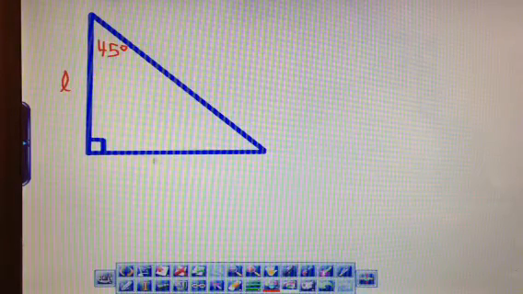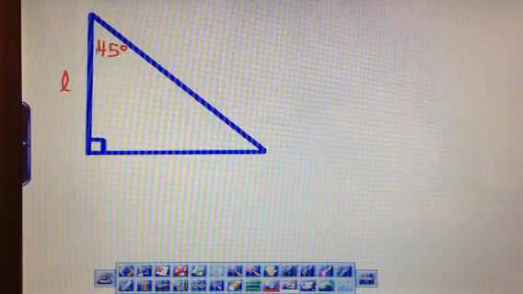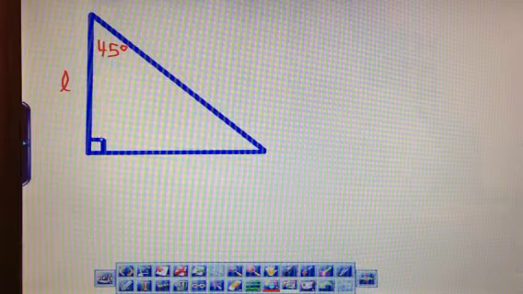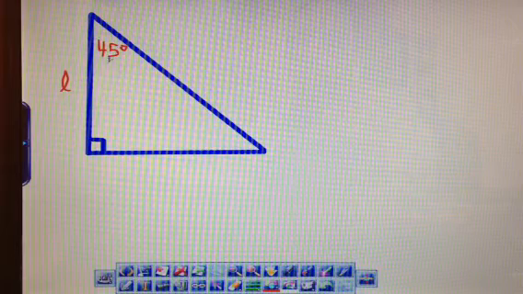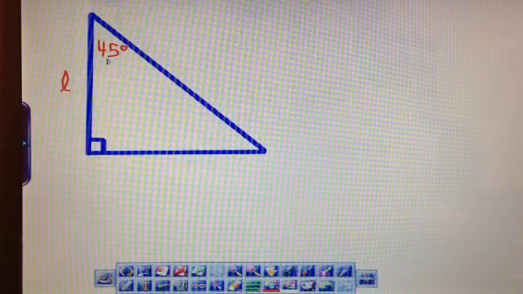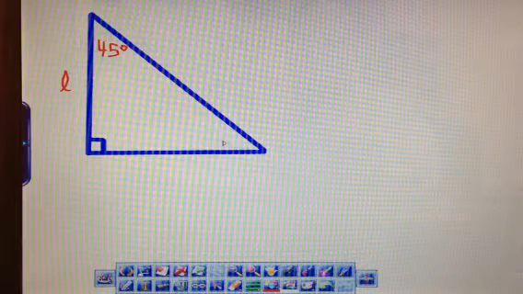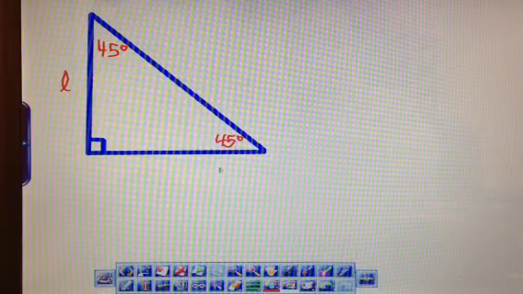Alright, let's suppose we have a right triangle, and let's suppose one of our other angles is 45. Well, this remaining angle would have to be 45 because 90 plus 45 is 135, and 180 minus 135 is 45. So this angle is also 45 degrees.